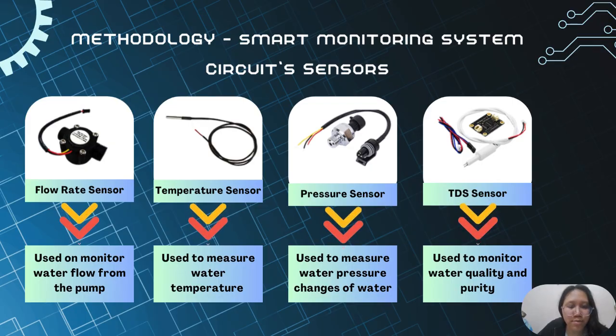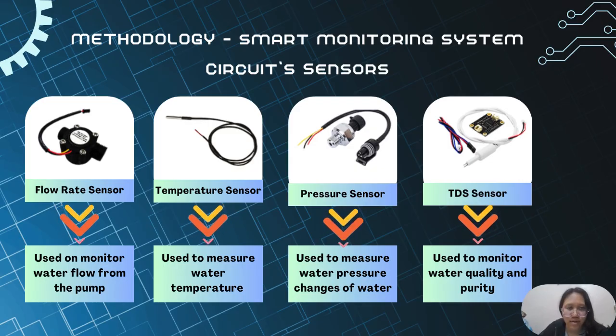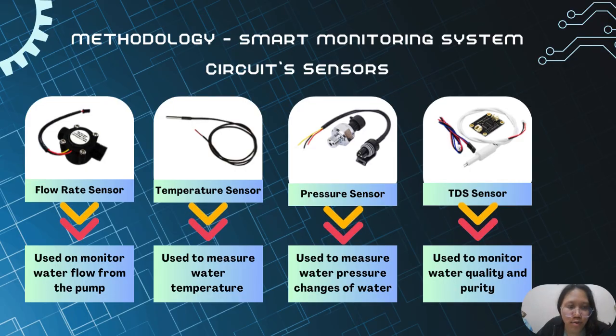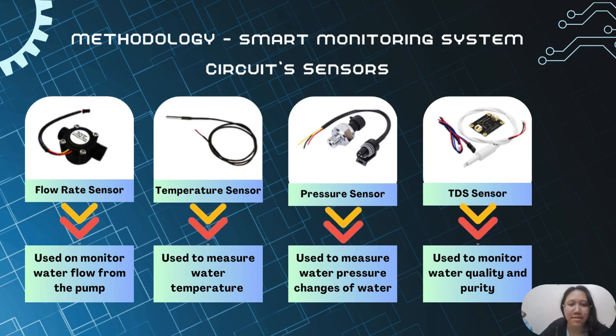After that, the pressure sensor is used to measure the water pressure change. The water pressure needs to remain below 100 psi to prevent damage to the filter. Lastly, the TDS sensor is used for monitoring water quality and purity. It can ensure the water quality by measuring the total dissolved solids in parts per million.